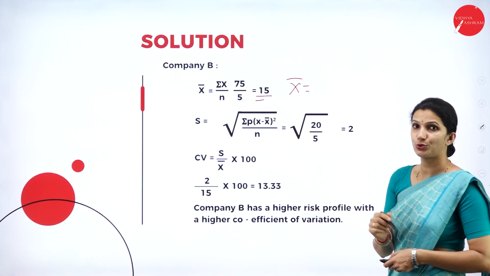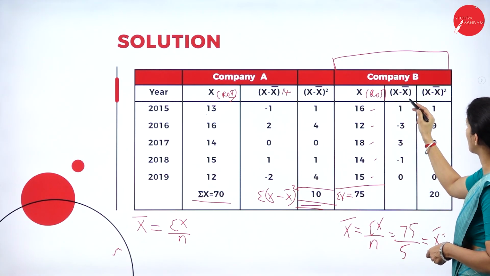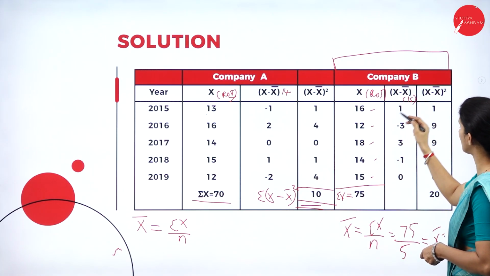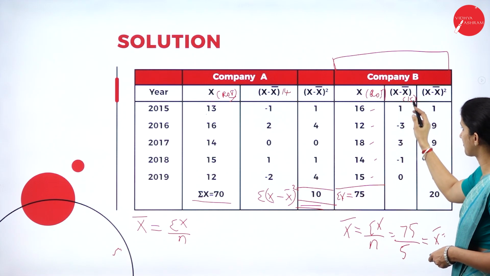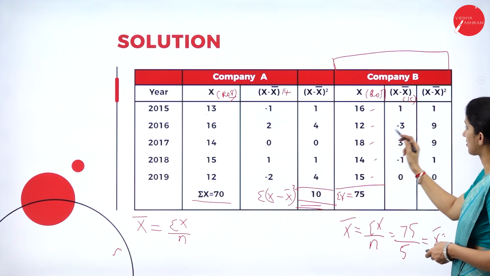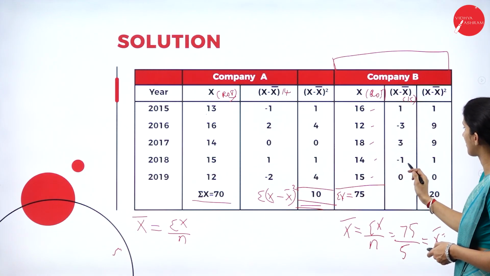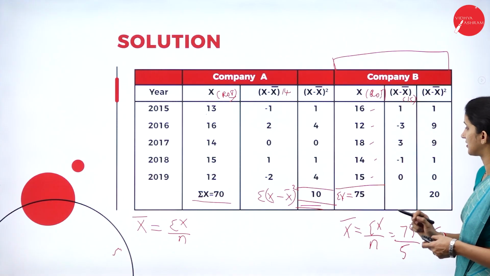So now we'll do x minus x bar. See your table, x minus x bar. Your x bar is 15. So 16 minus 15 is 1. Then 12 minus 15 is minus 3. Then 18 minus 15 is 3. 14 minus 15 is minus 1. 15 minus 15 is 0.